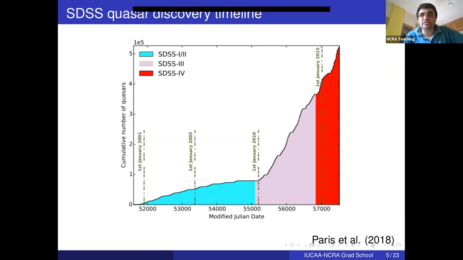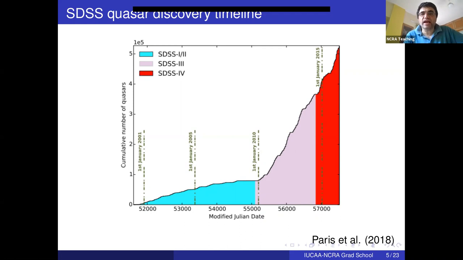It has now gone to 750,000 in the last couple of years. This represents a very, very dramatic increase in numbers, which also represents very quickly, as we shall see later on towards the end of this talk, a very dramatic improvement in our understanding of quasar properties. And that's primarily because now we are not limited by small number statistics.